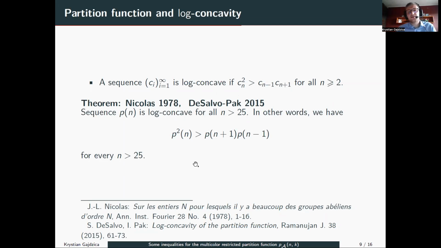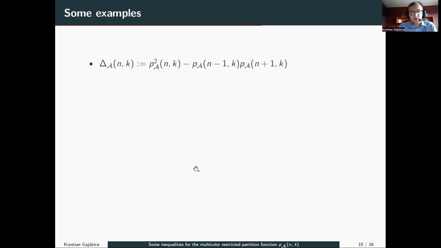So what about the log concavity for the multicolor restricted partition function? This is a quite intriguing question, and it is quite a difficult task. And before we give an explicit criterion, let us take a look at a few examples. In order to make our notes a bit more transparent, let us put capital delta equals the following difference.